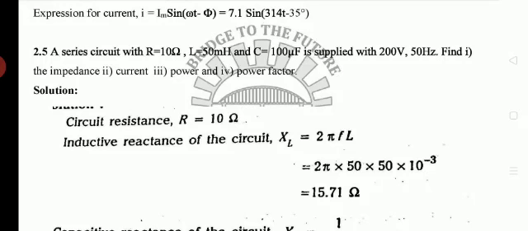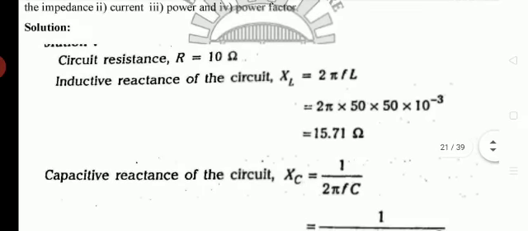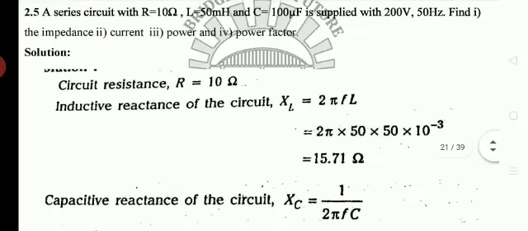So for your reference you can draw the circuit also. Connect R, L, C in series, and across the combination you show some AC voltage. There the voltage value is 200 volt, 50 hertz. Okay, let's go to the solution. You have to calculate impedance.